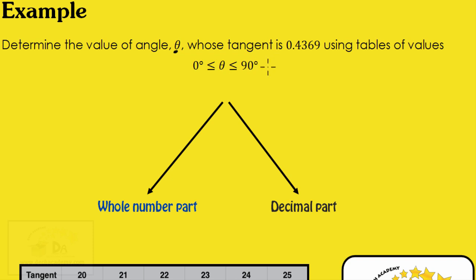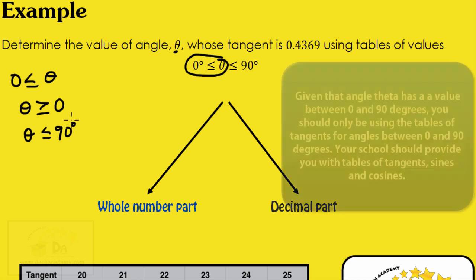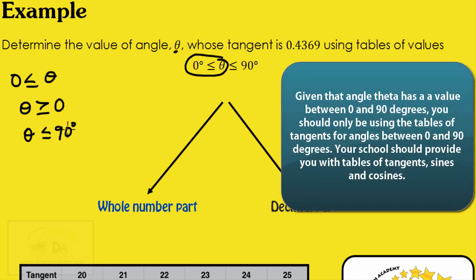Let me just break this down. So here you see theta is less than or equal to 90 degrees. We know that our angle is less than or equal to 90 degrees. Theta is the angle whose tangent is given here. And it also says that 0 degrees is less than or equal to theta. What does that mean? It means theta is greater than or equal to 0. Remember, if you swap the left-hand side and right-hand side of an inequality, you need to reverse the symbol. So less than or equal to becomes greater than or equal to. So we know that theta is greater than or equal to 0, and theta is less than or equal to 90 degrees. So we know that theta lies between 0 and 90.